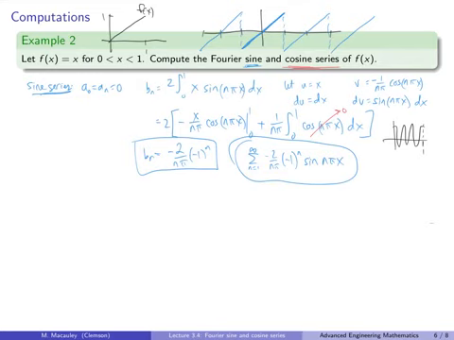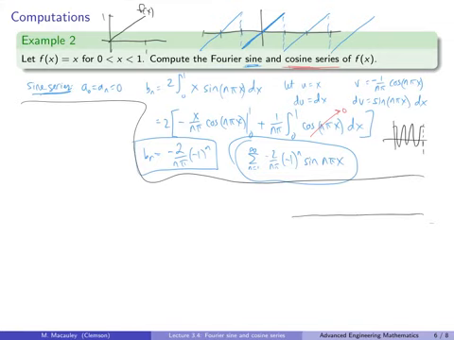Let's now compute the Fourier cosine series. I don't think we've done this one before. So before we actually do this, I want to sketch what the Fourier cosine series looks like. So I'll do that over here. So here's that function, defined on 0 to 1.